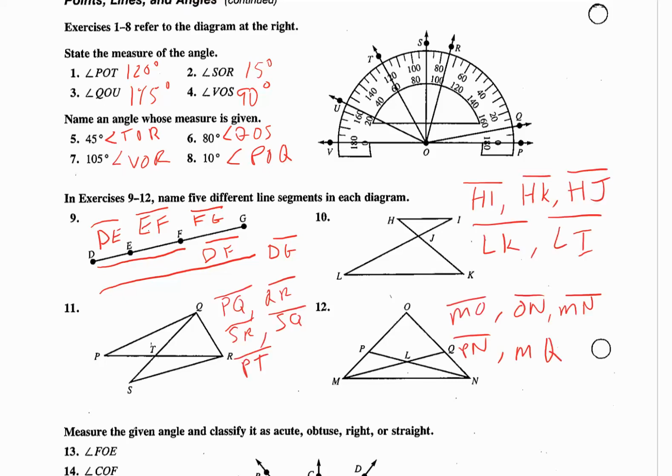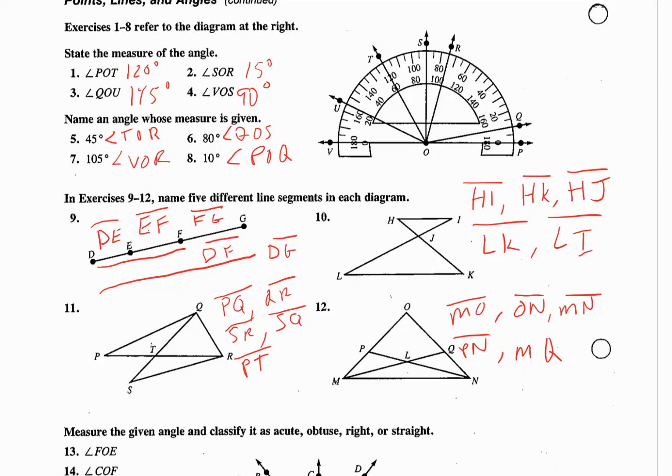Okay, what you hopefully noticed about 10, 11, and 12 is that you could have made more than just 5 line segments. For 10, here are just 5 that I came up with, but you could have had different ones, like LJ or JK. But since they only asked for 5, I gave 5. Same thing with 11 and 12. You could have done other answers than I have here.